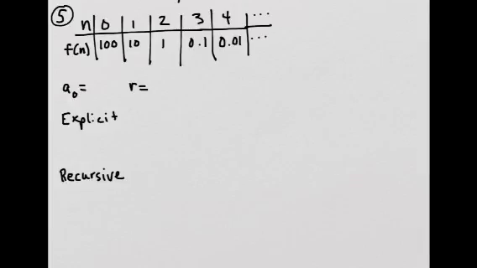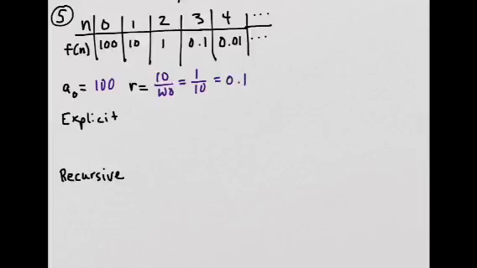Okay, so number 5, we have the numbers are decreasing, so we know that the common ratio is going to be between 0 and 1. So a sub 0, the first number on the list, is 100. And then to get the common ratio, I'm going to take the second number over the first number. So that's 1 over 10, or 0.1. However you want to write it is fine.